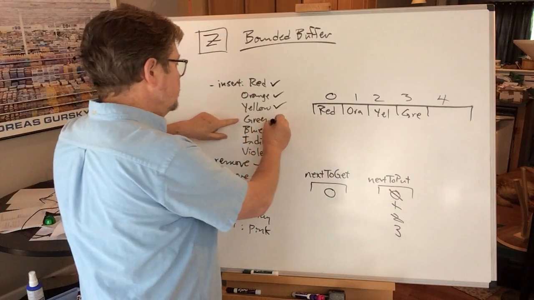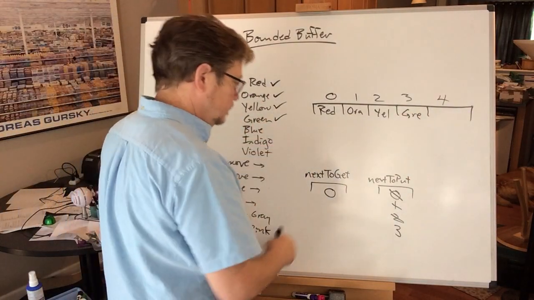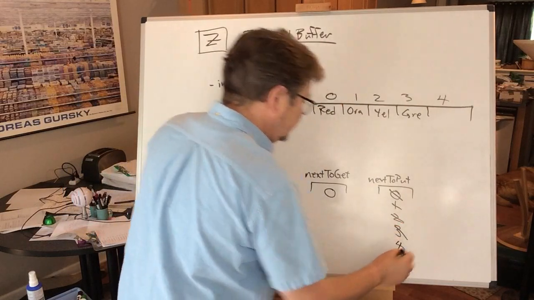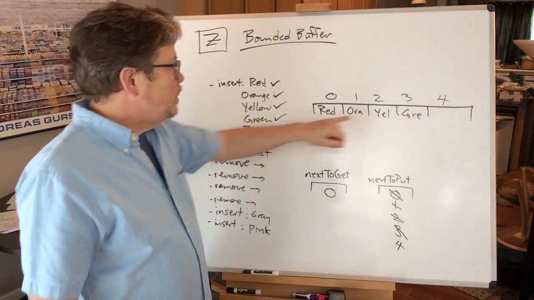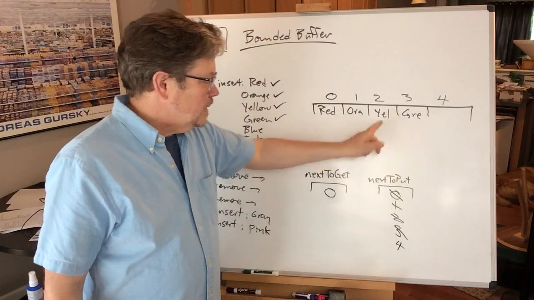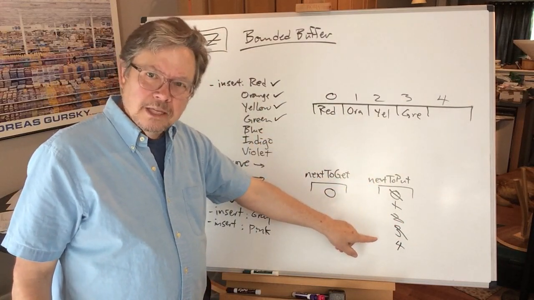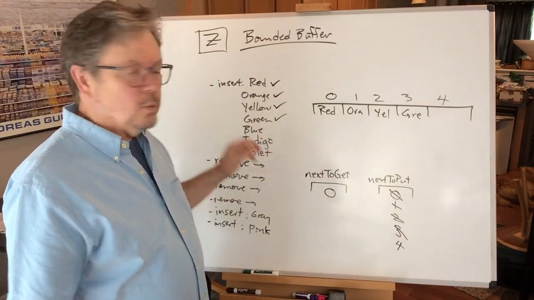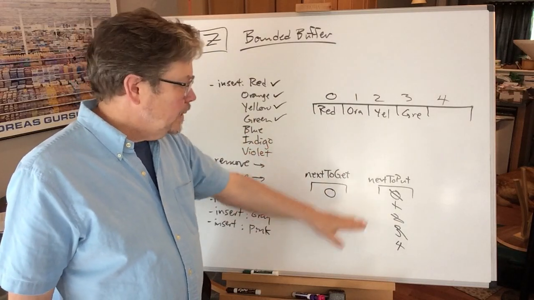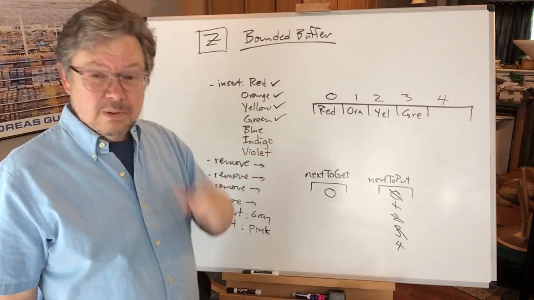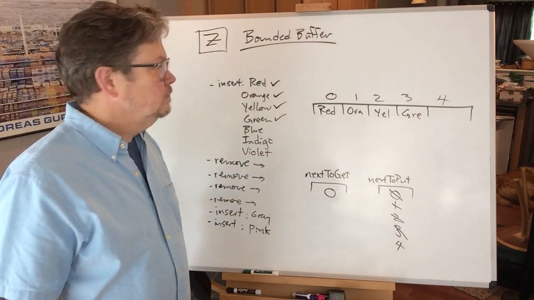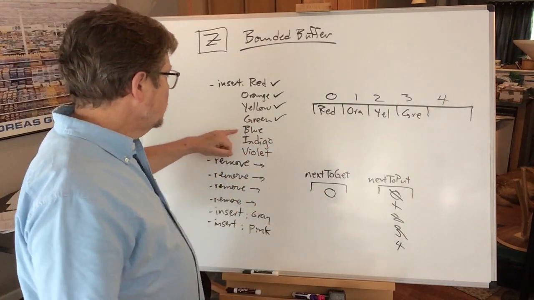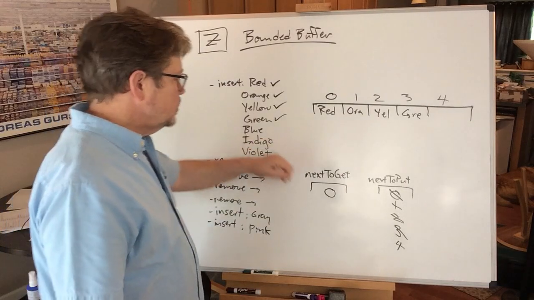Green's gone. Blue. Put blue in there. Oh, I forgot that. Yeah, sorry about that. When I put green in there in the next to put slot 3, then I need to bump this up. That's part of the insert or the put operation, is to bump up whoever's keeping up with where the next available slot is. Who's next? Was that the who's next? I don't remember. Okay, the blue. Blue goes in slot 4.